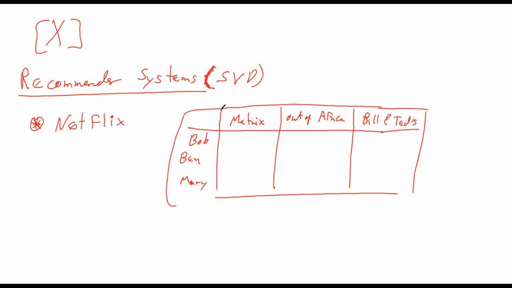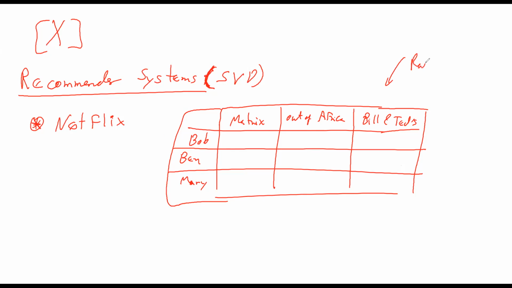You guys are very well versed in databases, so you can imagine how that works. And this was basically a ratings matrix, right? A ratings matrix. And in the ratings, Bob would say, well, I really like The Matrix, so Bob would say 5.0. But Ben actually didn't like it, 1.0. Mary liked it, so 4.0. Mary liked Out of Africa, 5.0.